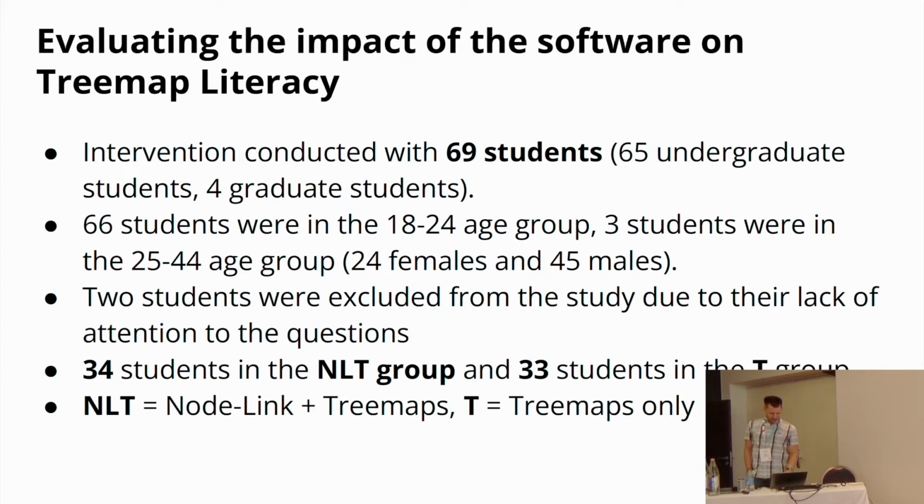And we had 34 students in the NLT group. I hope I can keep this straight in my head for the rest of the presentation. That's the node link tree diagram group, the combination of the two. And then 33 students in the T group, which is the group that drinks tea. It's the group that only sees the tree map, nothing else. Feel free to interrupt, by the way, in case anybody has questions or comments.